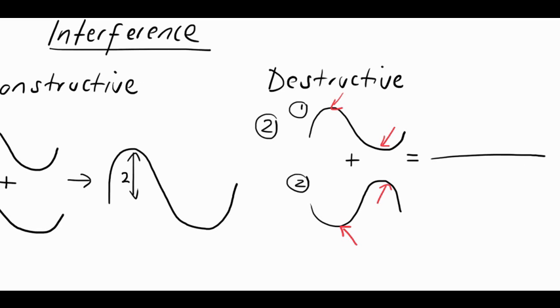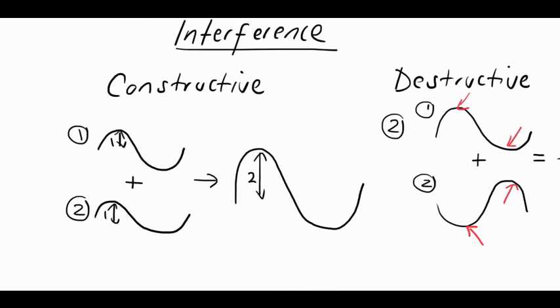Of course that's only true if the amplitude of each of these waves is the same. If this was amplitude 2 and that was amplitude 2, then the resultant wave would have amplitude 0. However, if one was amplitude 3 and one was amplitude 2, the resultant wave would be at amplitude 1. So complete destructive interference would occur when the amplitudes of the interfering waves are the same, giving you a resultant wave with absolutely 0. Going back, constructive interference happens when crest meets crest or trough meets trough.